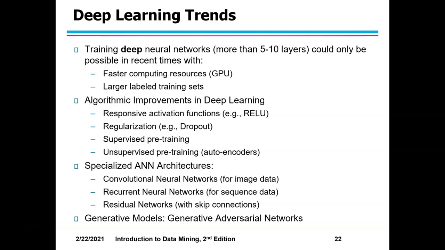So following part 3 of artificial neural networks, we are on the last slide, and here we see what the new trends are in artificial neural networks. If we have 5 to 10 layers, we need a GPU, which is a graphical processing unit, and a faster computer. We also need a large labeled training set for that. Now, what are the improvements?